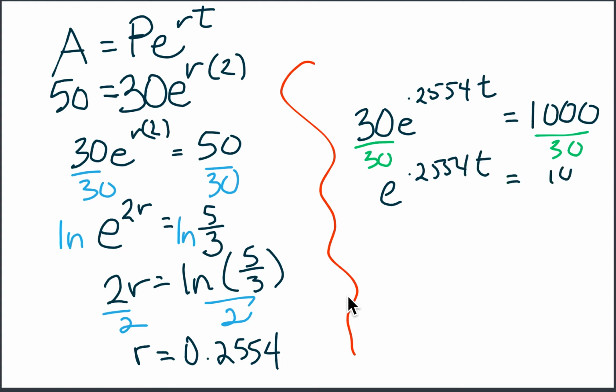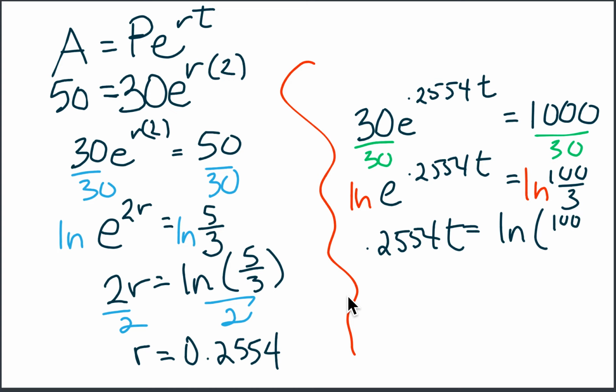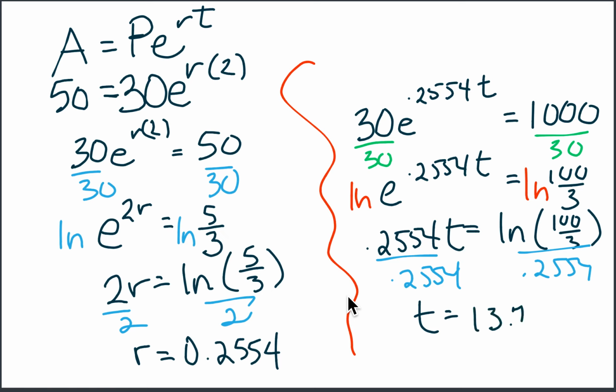And this is just 100 over 3. I'm going to leave it like that. Okay, natural log both sides. Okay, divide both sides by 0.2554. And you put it in the calculator, and the time was approximately 13.73. So in 2 weeks about, right?